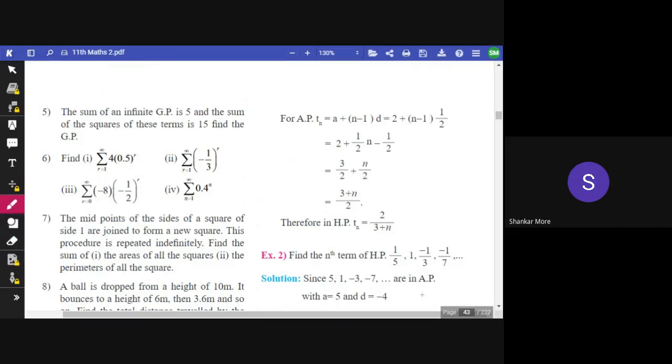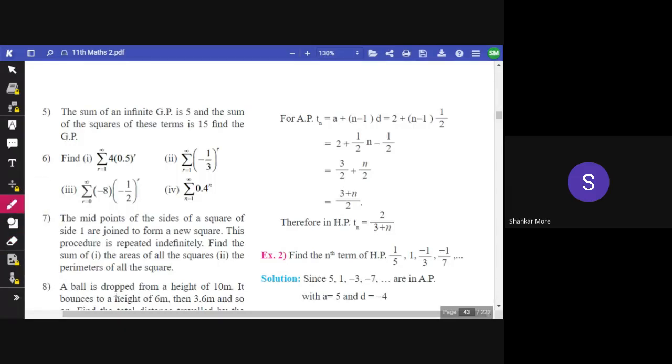So we have been given one HP here: 1 by 5, 1, minus 1 by 3, and minus 1 by 7. So this is HP, so we take the reciprocal of this series. Like 1 by 5 ka reciprocal hota hai 5, 1 ka reciprocal is 1, minus 1 by 3 ka reciprocal is minus 3, and the reciprocal of minus 1 by 7 is minus 7. Okay, so this series is in AP, or arithmetic progression.